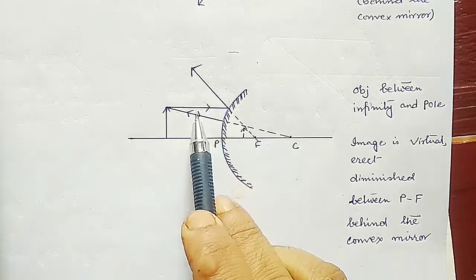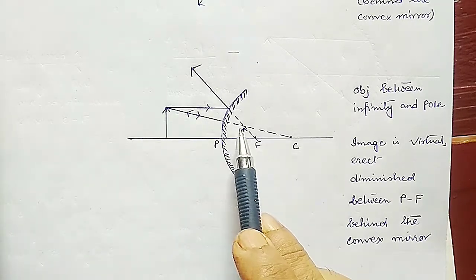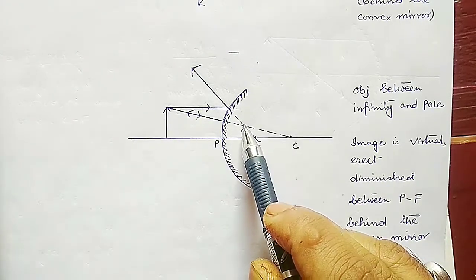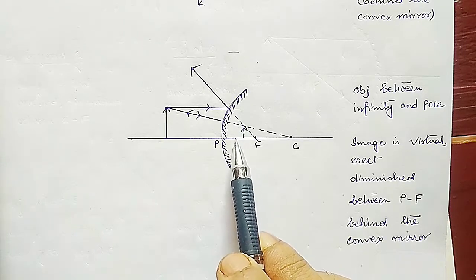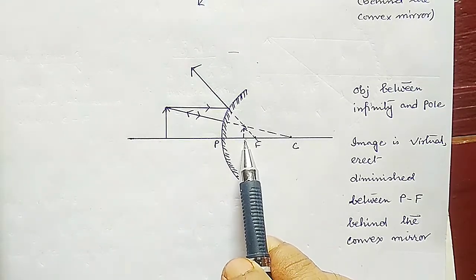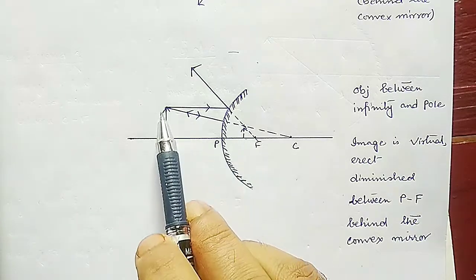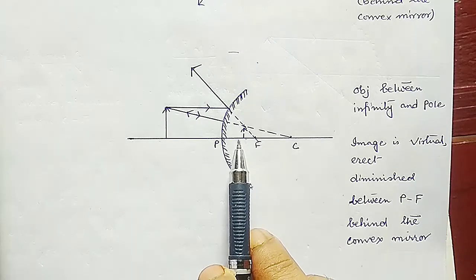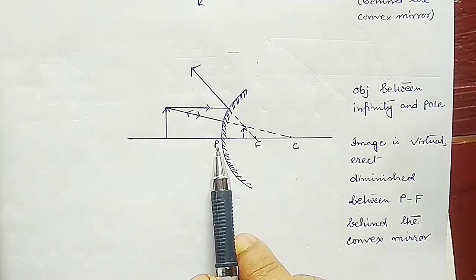These two reflected rays are not going to meet anywhere. So if we produce them in the backward direction, they appear to meet here. That means if this is the object, this will be the image. And here, since the rays appear to meet, the image is virtual, it is erect. The height of the image is smaller than the height of the object, so we can write it is diminished, and the image will form between P and F behind the convex mirror.